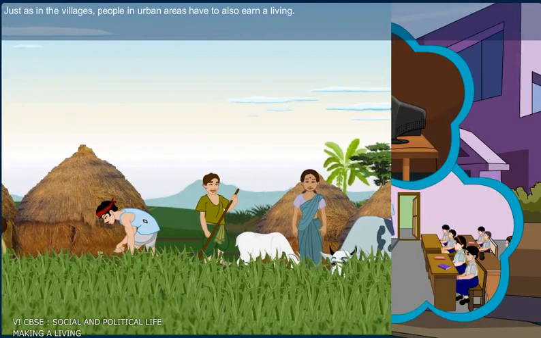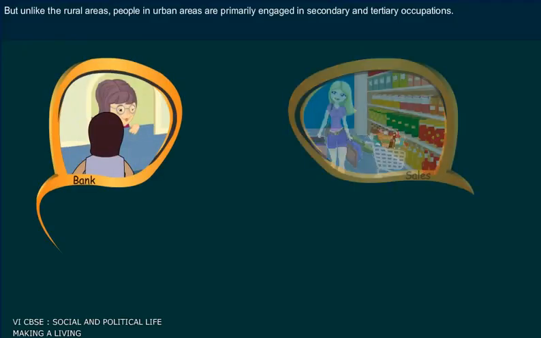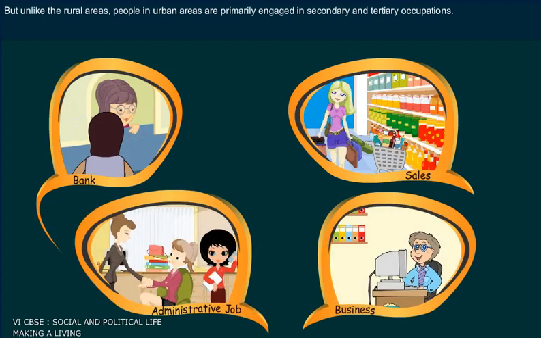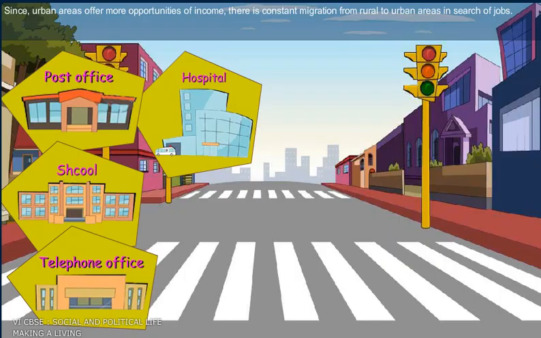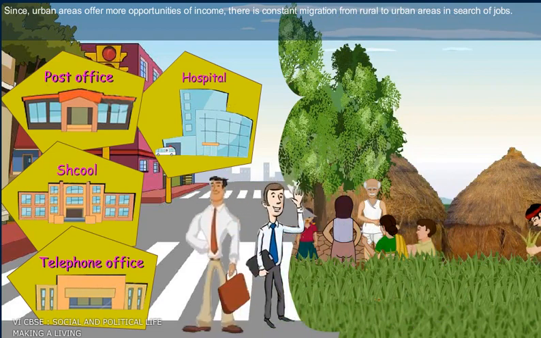Urban livelihoods. Just as in the villages, people in urban areas also have to earn a living. But unlike the rural areas, people in urban areas are primarily engaged in secondary and tertiary occupations. Since urban areas offer more opportunities for income, there is constant migration from rural to urban areas in search of jobs.